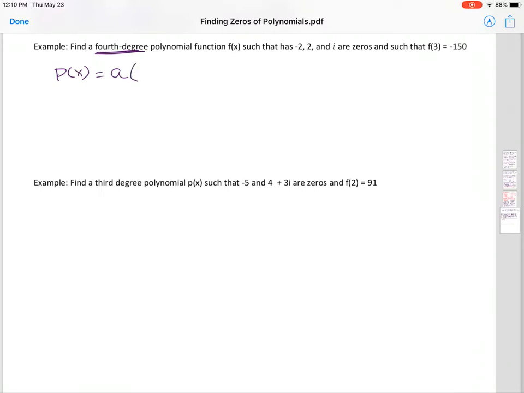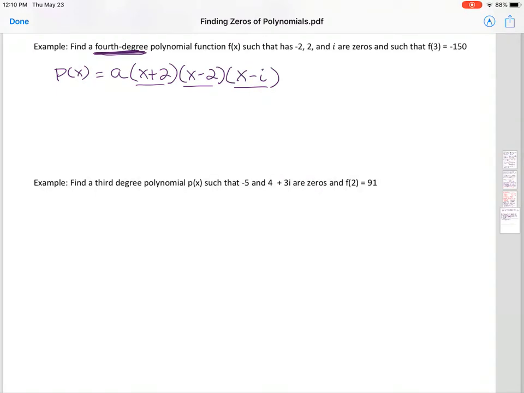Now, if -2 is a 0, then I should have a factor of x plus 2. If 2 is a 0, then I should have a factor of x minus 2. If i is a 0, then I should have a factor x minus i. But we're not done yet, because look, it's a fourth degree polynomial and we only have 3 factors.